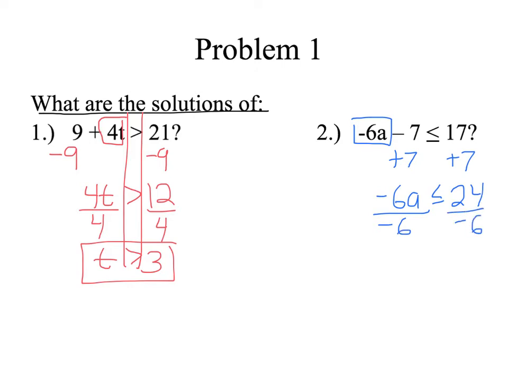Okay, and now to solve for a, we need to divide both sides by negative 6. And remember, when you divide by a negative, you have to switch the inequality. So I always switch it right away so I don't forget. Negative 6 divided by negative 6 cancels out. So we have a is greater than or equal to negative 4. So now all of the numbers that are greater than or equal to negative 4 would be a solution to that inequality. So that's how you solve two-step inequalities.